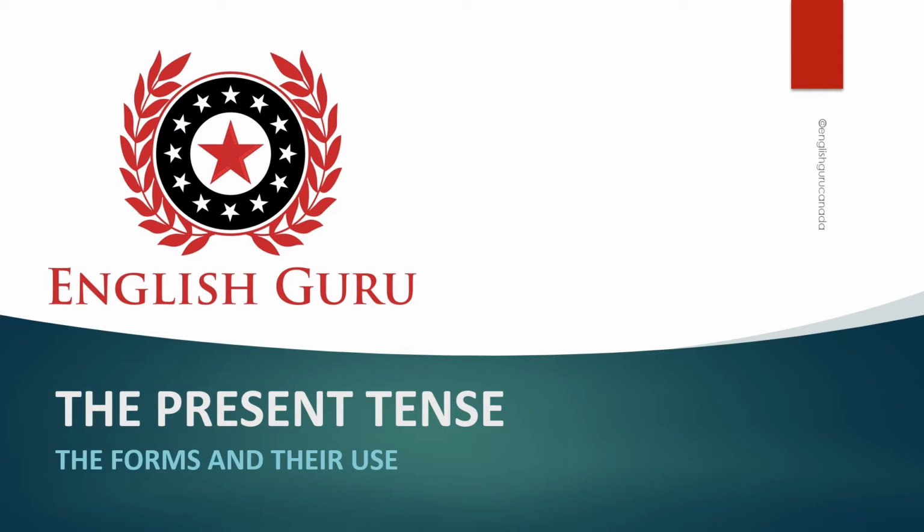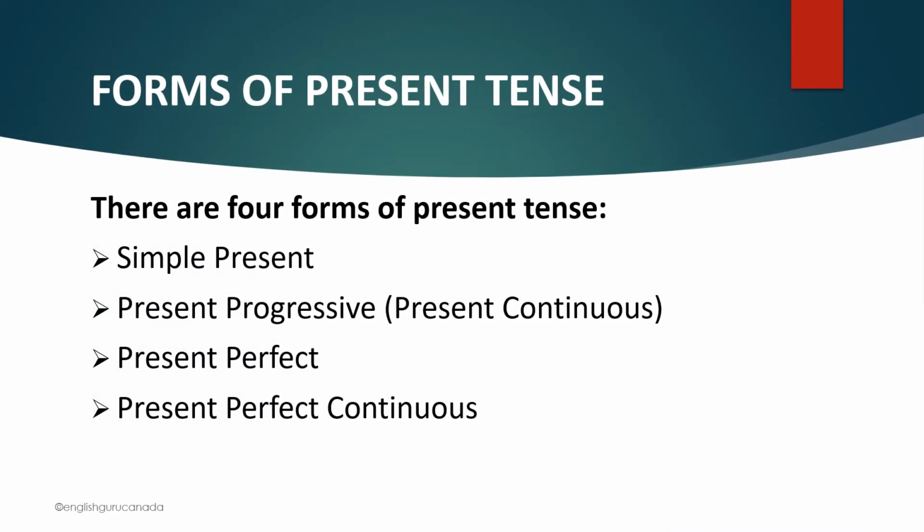Today we are going to talk about the present tense, the forms, and their use. The present tense has four aspects: the simple present, the present progressive, which is also known as the present continuous, present perfect, and present perfect continuous. Today we are only going to focus on the simple present tense.